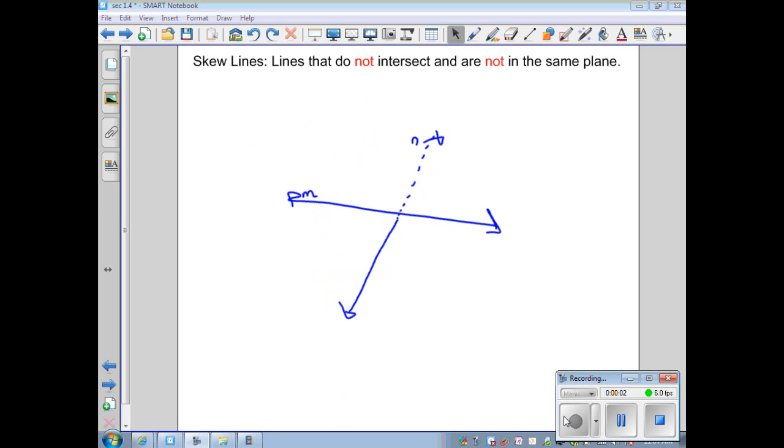Another set of lines is called skew lines, lines that do not intersect and are not in the same plane. Here, line M could be considered in the white surface of this plane. Line N actually could be coming out of the plane towards you like an arrow. Therefore, they do not intersect, and they are also not in the same plane.